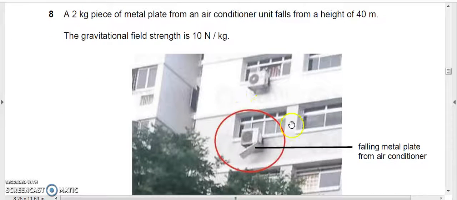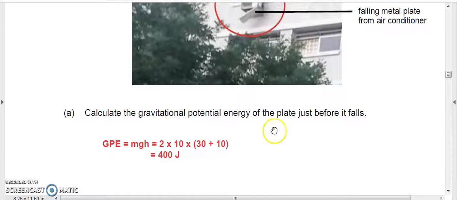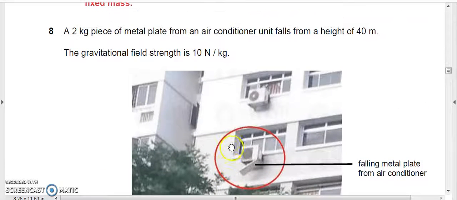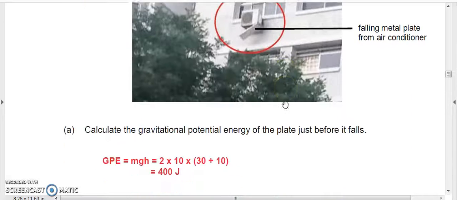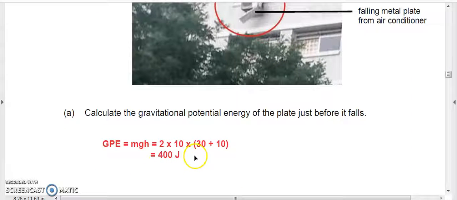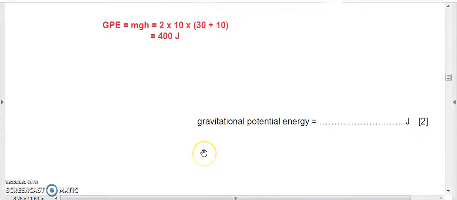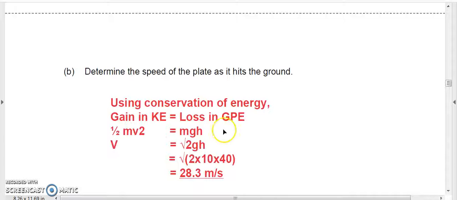Question 8. Given mass, given height, and given g, gravitational field strength, calculate the GPE of the plate. Just use mgh. So mg times h. h is actually 40 meters here, right? So you just multiply it times 40, which equals 400 joules. That's it.